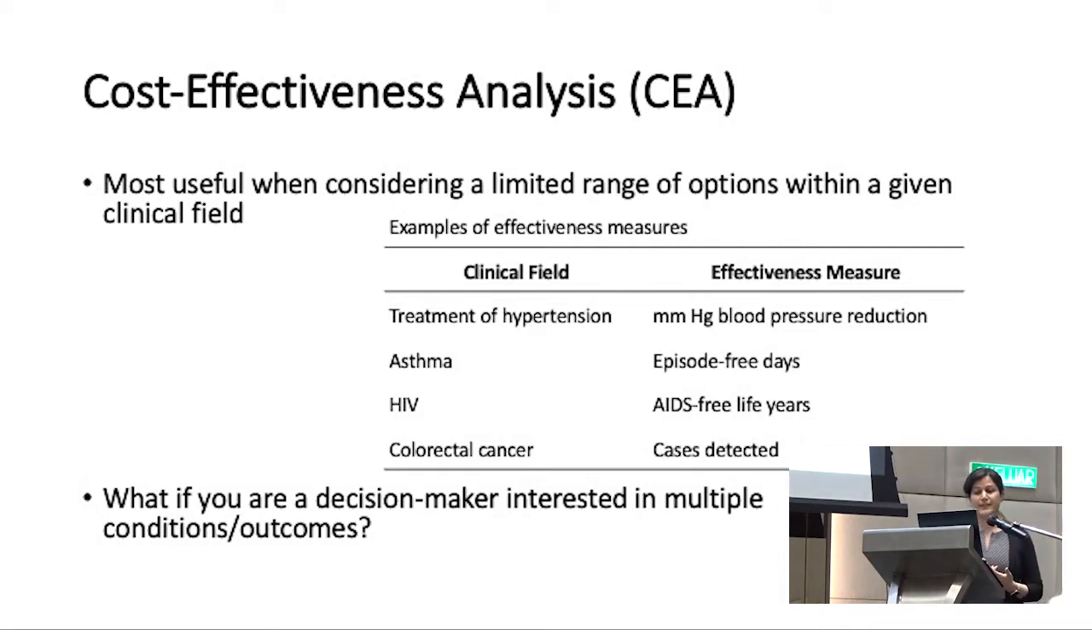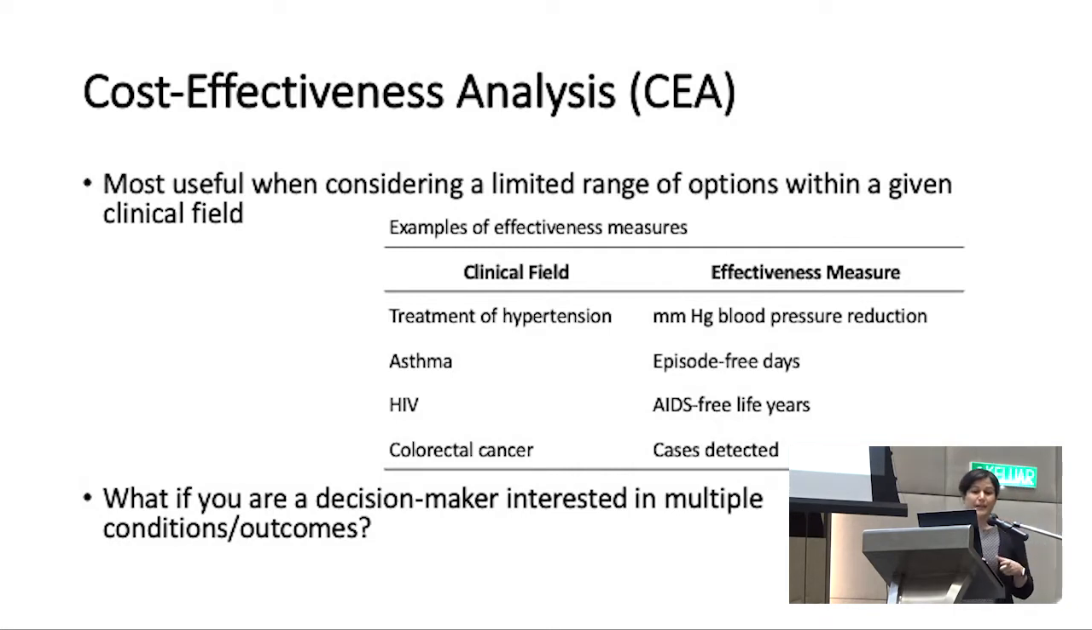It's most useful when considering a limited range of options within a given clinical field. So, for example, if I'm interested in treating hypertension, my effectiveness measure might be blood pressure reduction. If I'm interested in asthma, I might be looking at episode-free days. HIV, I might be looking at AIDS-free life years. And then if I'm looking at colorectal cancer screening, I might look at cases detected.